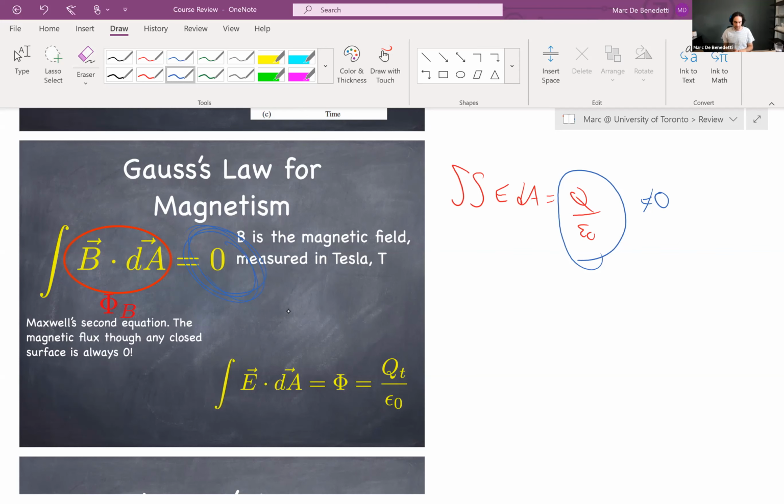Really all this says is that the magnetic field lines have to loop around back home. Electric field lines could spread out to infinity, like radially outwards, or in the event you had a positive and a negative, they could start at the plus and then terminate at the negative. There's a definite beginning and a definite end. But with magnetism, there is no beginning and there is no end. It's just a constant circle.